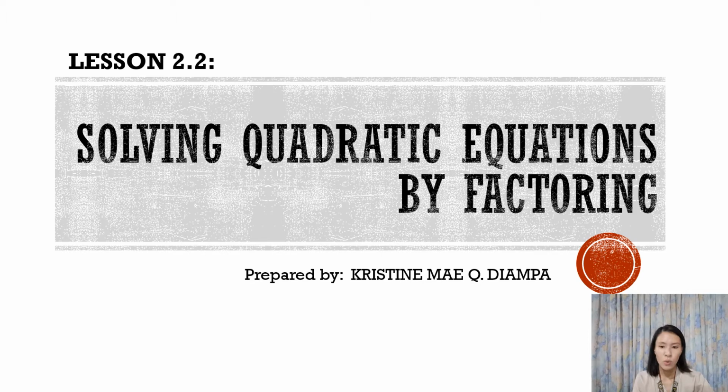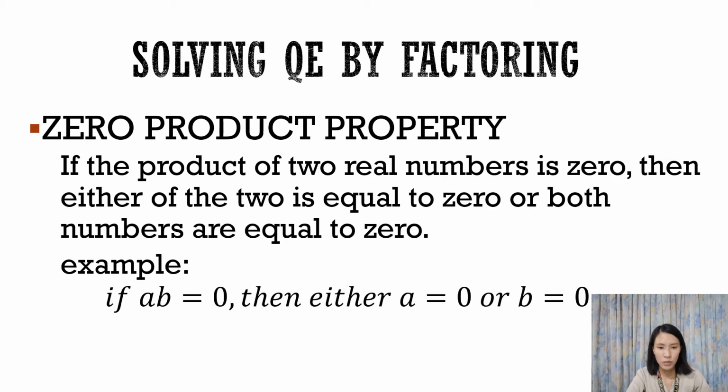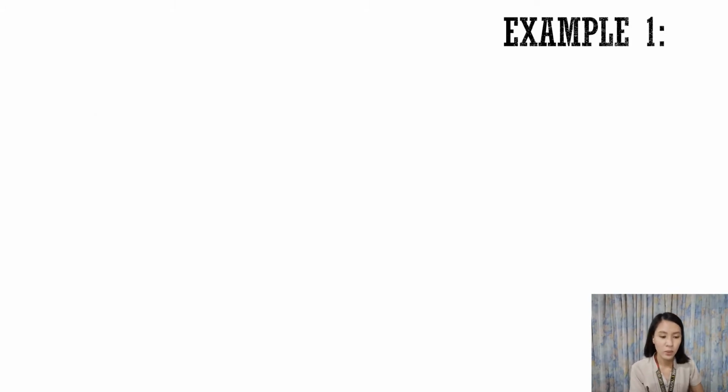So now we will have lesson 2.2, solving quadratic equations by factoring. Solving quadratic equations by factoring is simply applying the zero product property, which states that if the product of two real numbers is zero, then either of the two is equal to zero or both numbers are equal to zero. For example, if AB is equal to 0, then either A is equal to 0 or B is equal to 0.